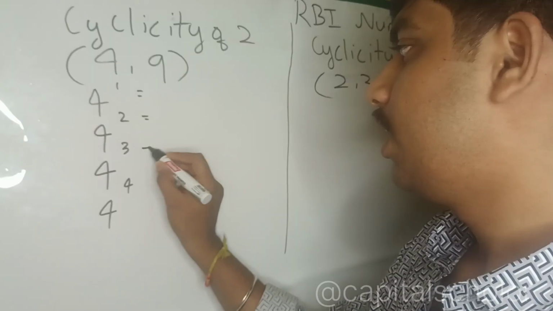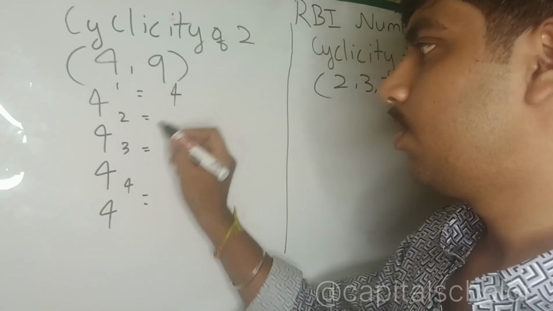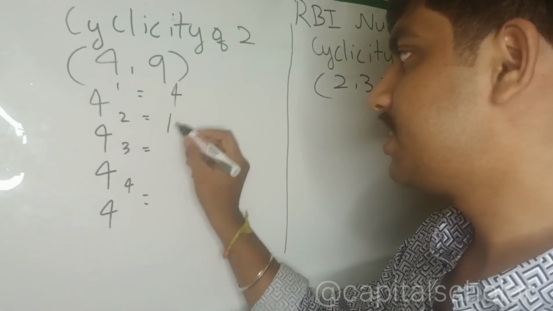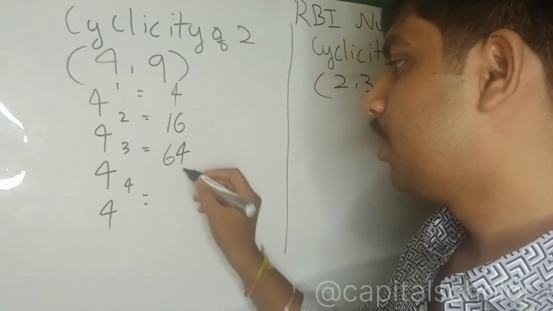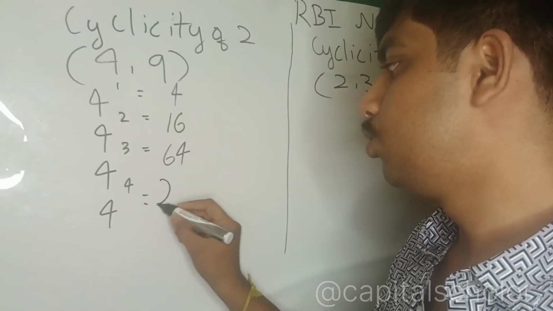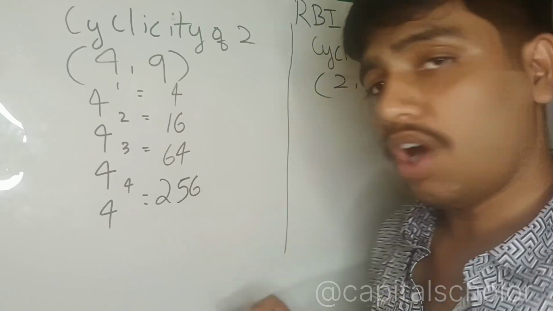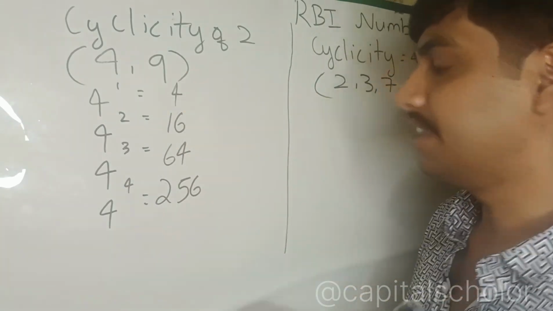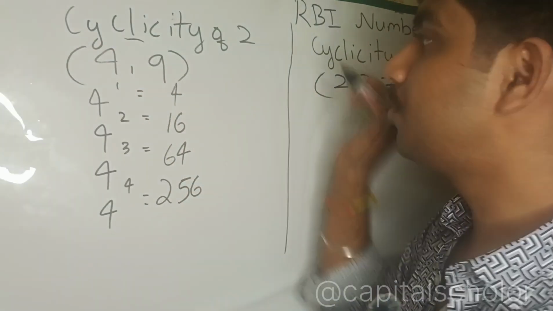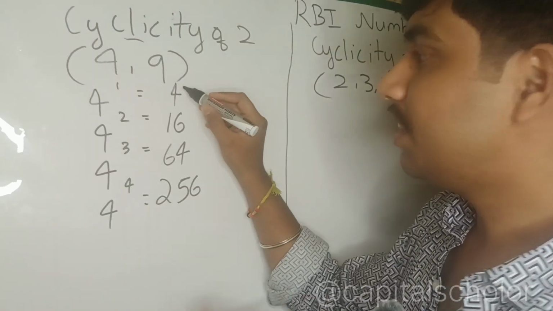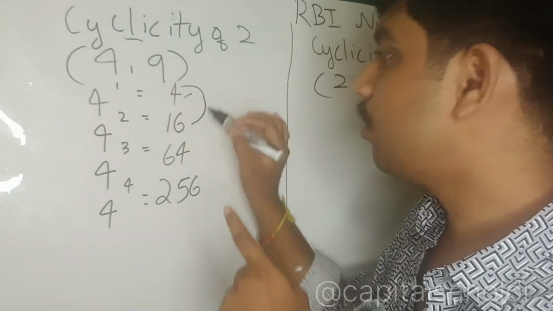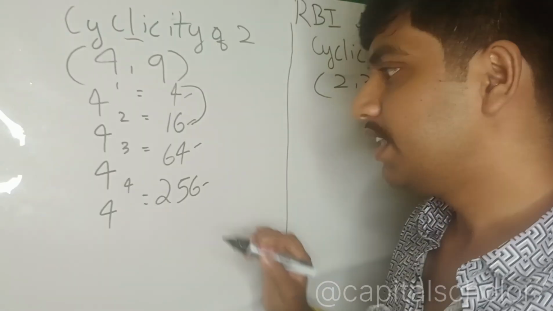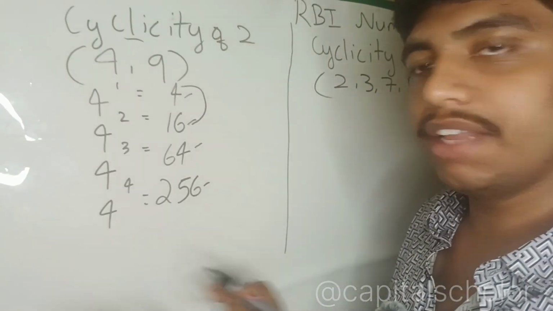The answers are: 4 ones are 4. 4 to the power of 2 is 4 fours, which is 16. 4 cubed is 64. 4 to the power of 4 is 256. What you have to understand in this pattern is the cyclicity of 2. See, after every two numbers, the unit digit is either 4 or 6. 4, 6. This cyclicity will repeat infinitely.